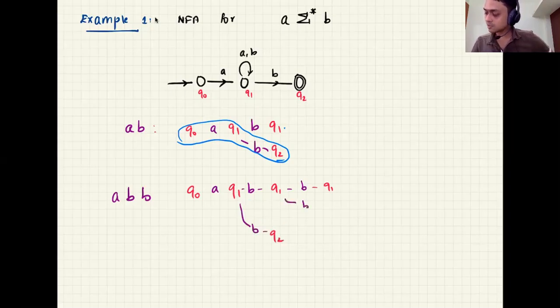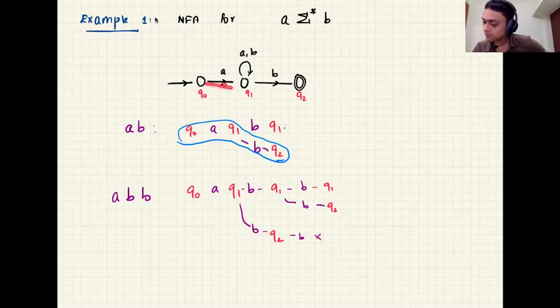From here, I can read a B and go to Q2. From Q2, I cannot read a B. So this part of the run gets stuck. The one which went Q0, A, Q1, and immediately went to B in the second step will not be able to read the third letter. So that thing gets stuck here.